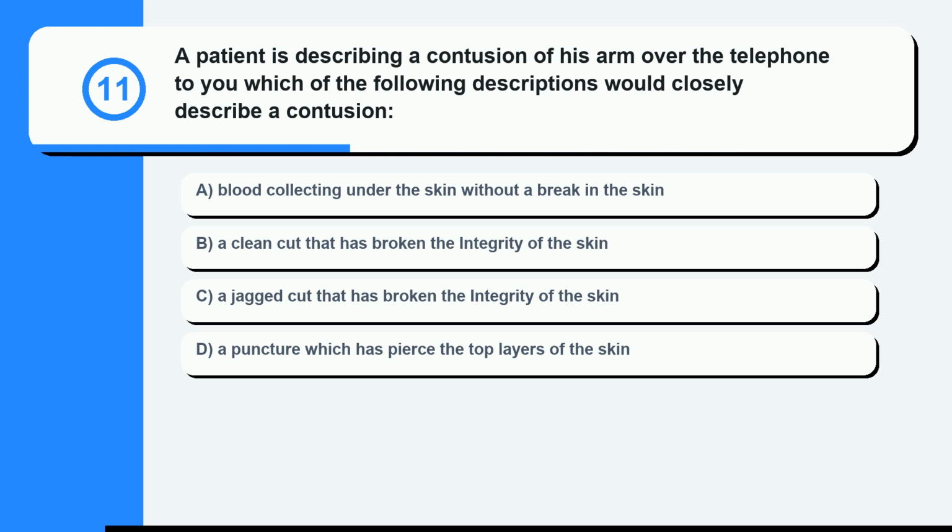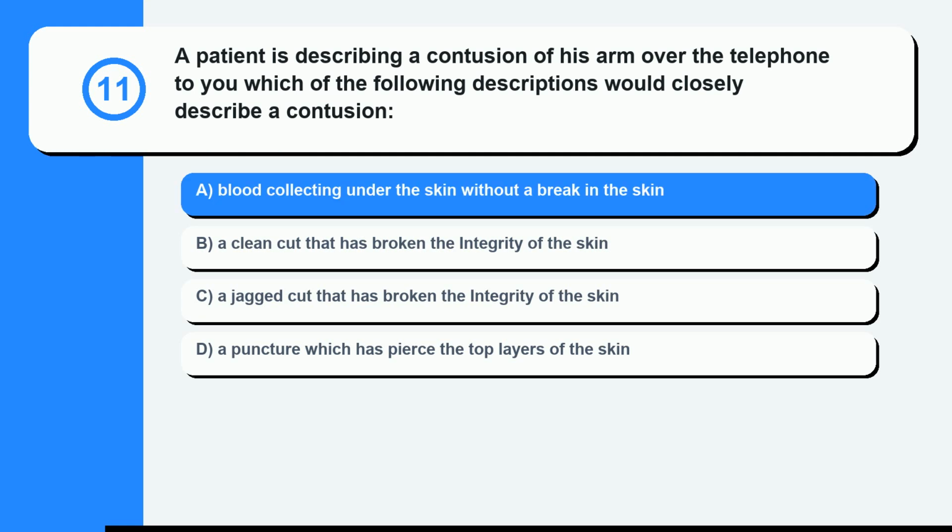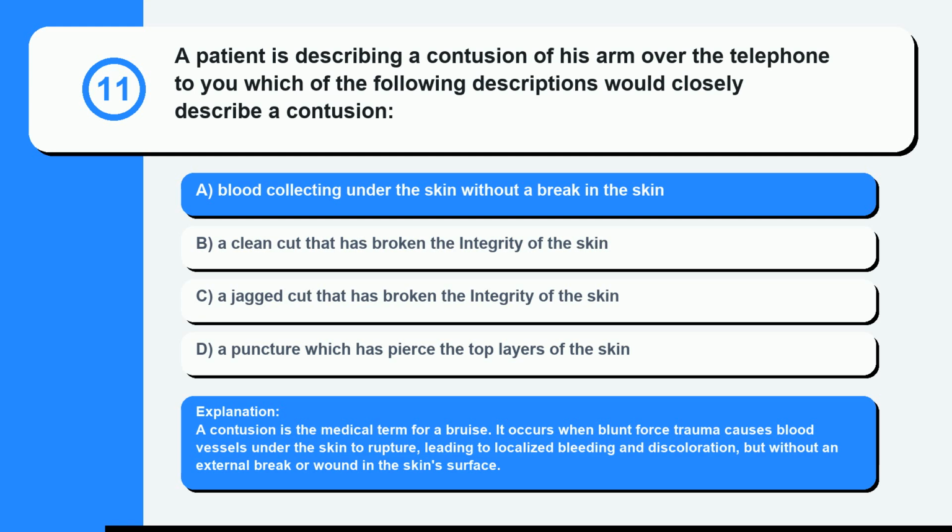Question 11. A patient is describing a contusion of his arm over the telephone to you. Which of the following descriptions would closely describe a contusion? A, blood collecting under the skin without a break in the skin. B, a clean cut that has broken the integrity of the skin. C, a jagged cut that has broken the integrity of the skin. Or D, a puncture which has pierced the top layers of the skin. The correct answer is A, blood collecting under the skin without a break in the skin.